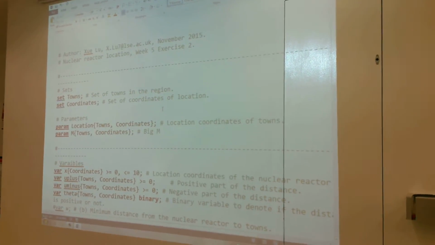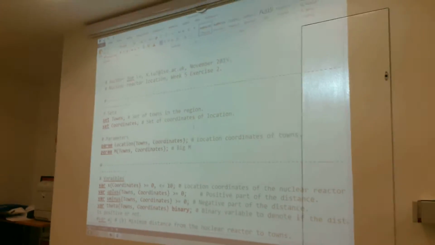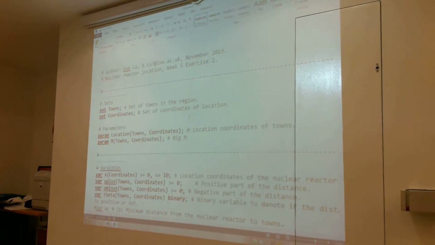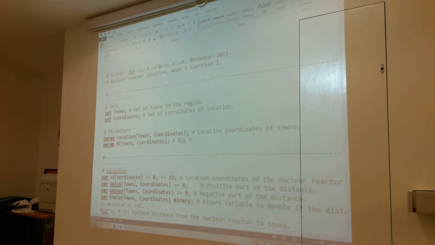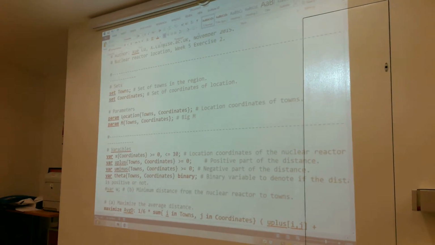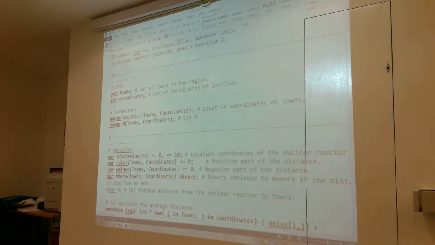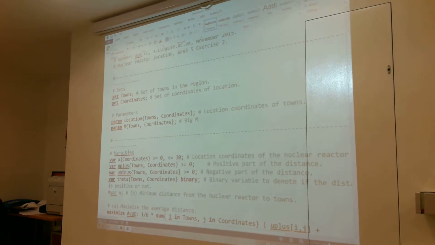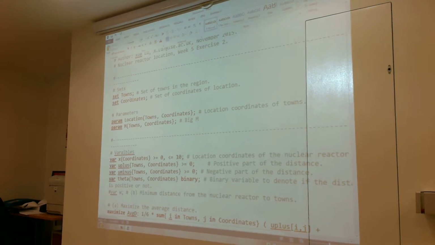Alright, so that's the code I constructed for exercise 2. Let's check from the first one. We have to first declare the size, because here we have 6 terms. I'll put it on 1. Okay.